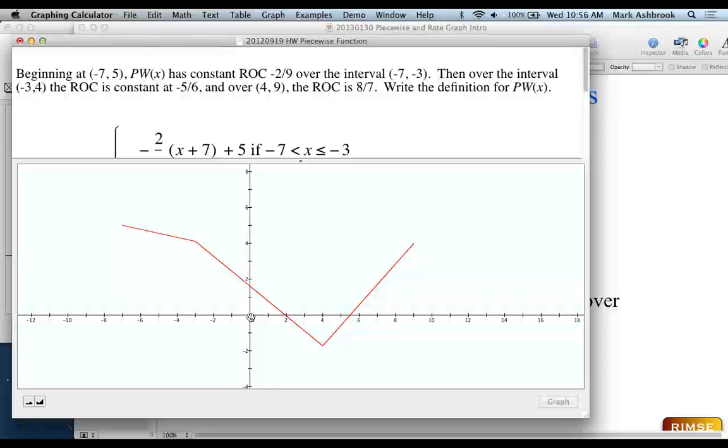So here it is. Here we are between -7 and -3. We got our, remember, constant rate of -2/9. And then between -3 and 4, constant rate of -5/6. And between 4 and 9, constant rate of whatever it was.